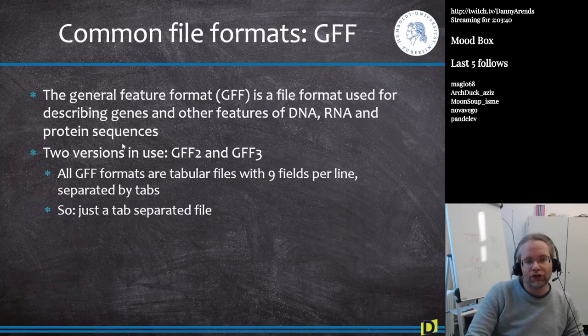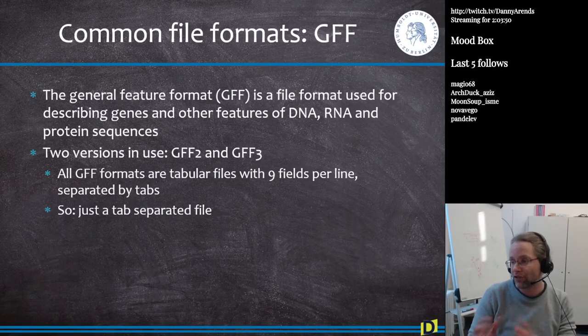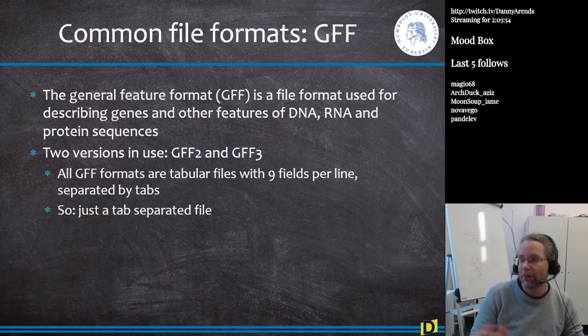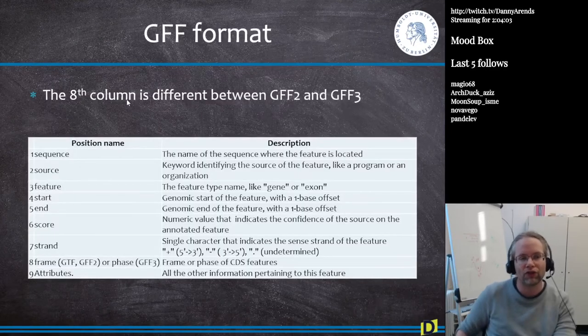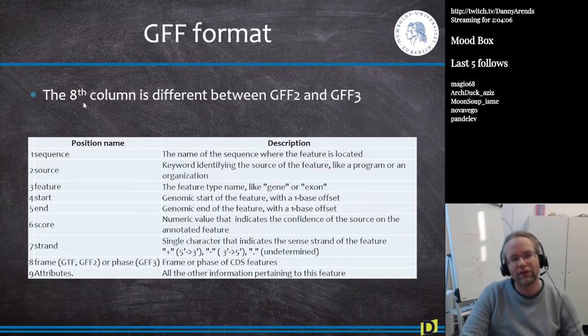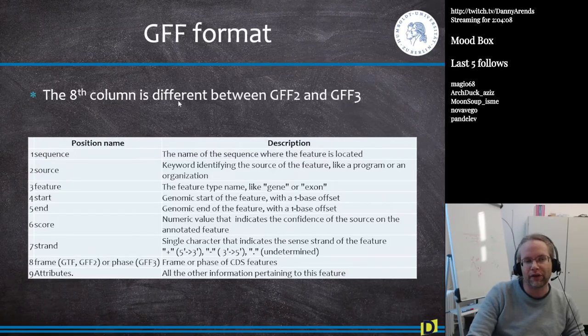There are two versions in use, GFF2 and GFF3, and both of them are very similar. These two file types are actually just tab-separated files. They are a special case of tab-separated files because they have 9 columns. So how do these 9 columns look? The only thing which is different between GFF2 and GFF3 is the 8th column. All of the other columns are shared, but the 8th column is different.